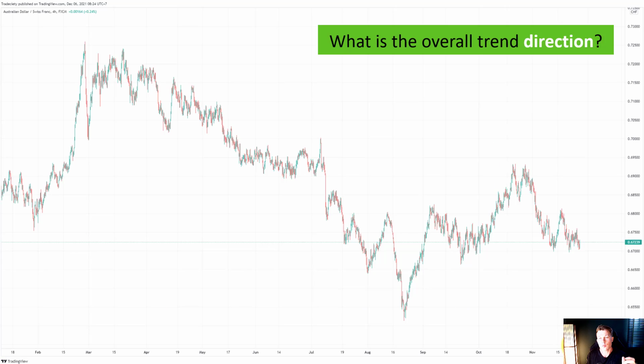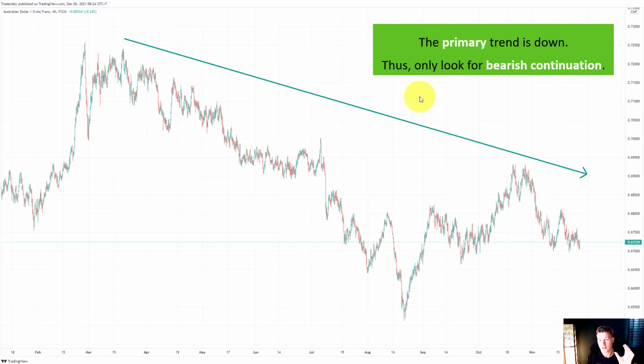The first step when we take a look at a chart, we need to zoom out and we need to understand what is the market state, what is the trend direction that we are in. And what do you think is the current market direction here? The primary trend is down. I hope you all got this right because it's pretty clear from the top left to where we are right now. The market moved lower.